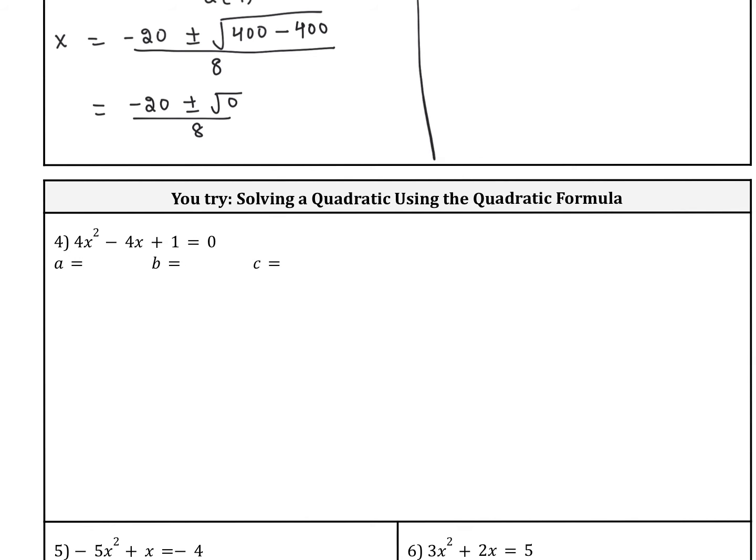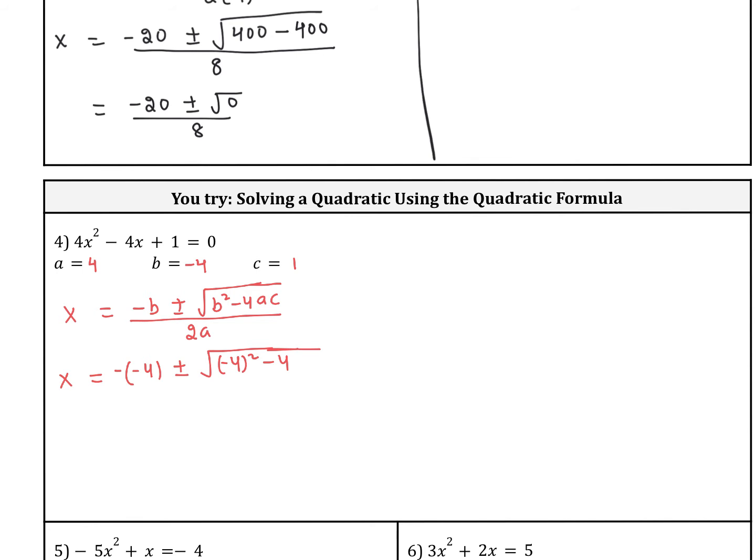For the try-it-yourself problem, you got A as 4, B is negative 4, and C is 1. And you're going to use the formula negative B plus or minus the square root of B squared minus 4AC, divided by 2 times A. So try to write the formula every time you do the problem, and that way you would memorize the formula faster and it will be easier to plug in as well.